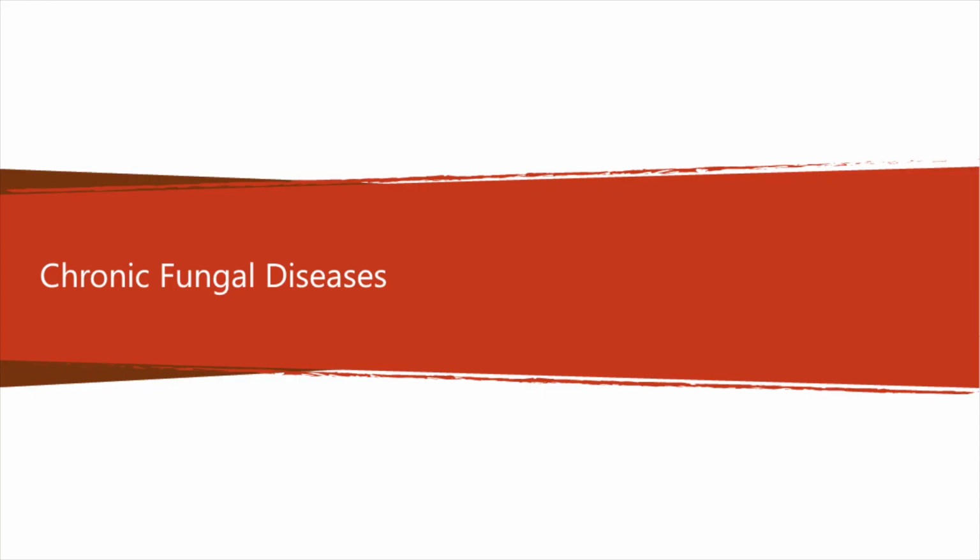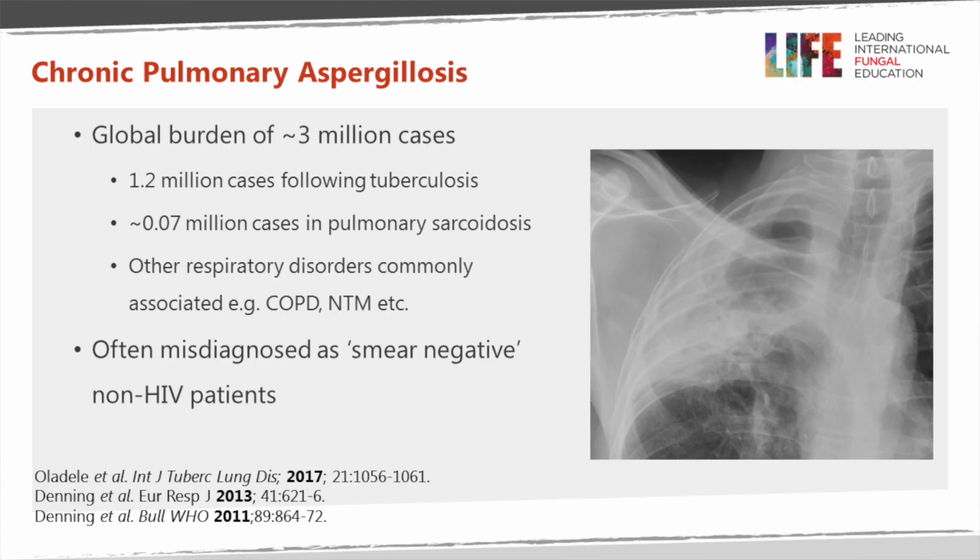Now, turning to chronic fungal diseases, chronic pulmonary aspergillosis is thought to affect around 1.2 million people each year after tuberculosis, but in fact we haven't got precise estimates, because it may actually be a misdiagnosis of tuberculosis as well, and it may occur during tuberculosis, but that's the number thought to be the case after TB. There's about 70,000 patients with pulmonary sarcoid complicated by chronic pulmonary aspergillosis, and many other diseases also are implicated in this disease.